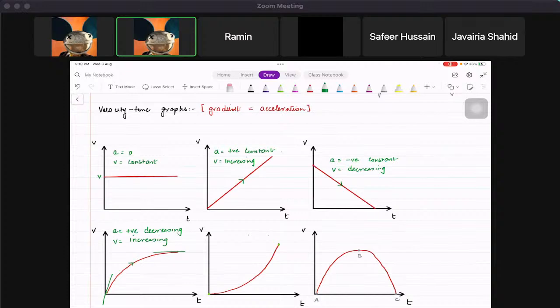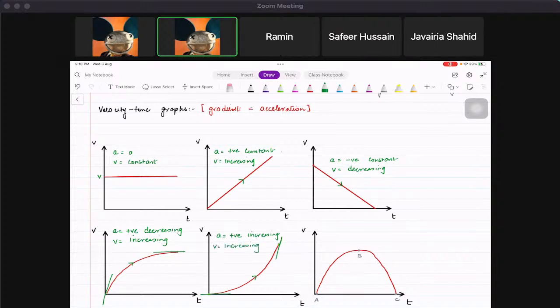Now in the next one, straight line here, it's going up, so acceleration is positive and it is increasing because the gradient is increasing, but the velocity is also increasing rather rapidly. Is it clear, everybody? Yes. Yes, sir.